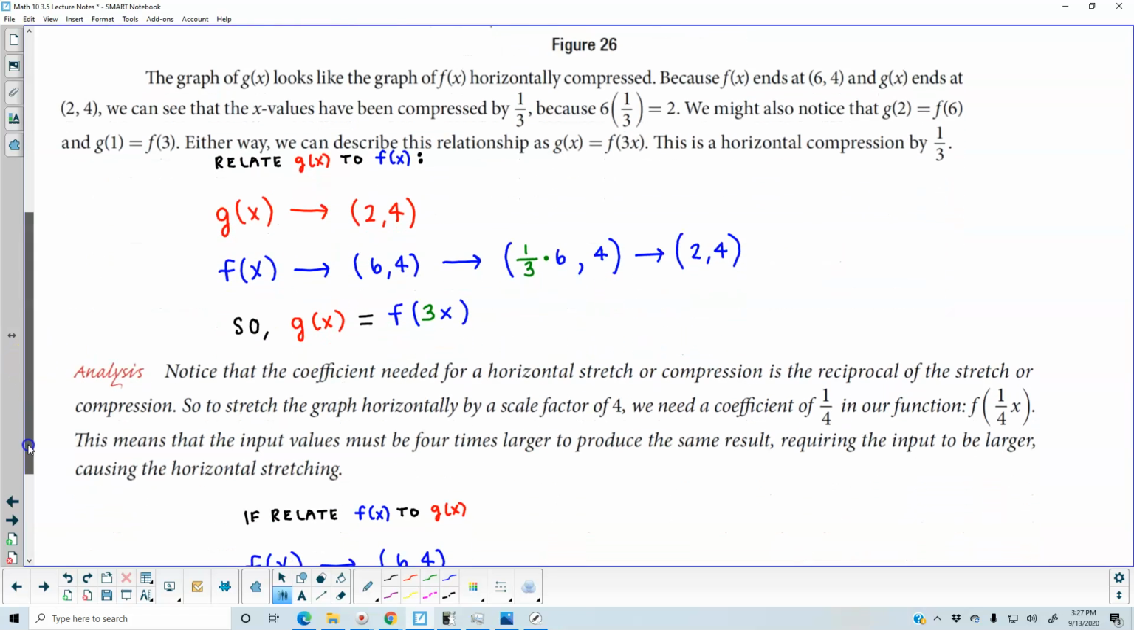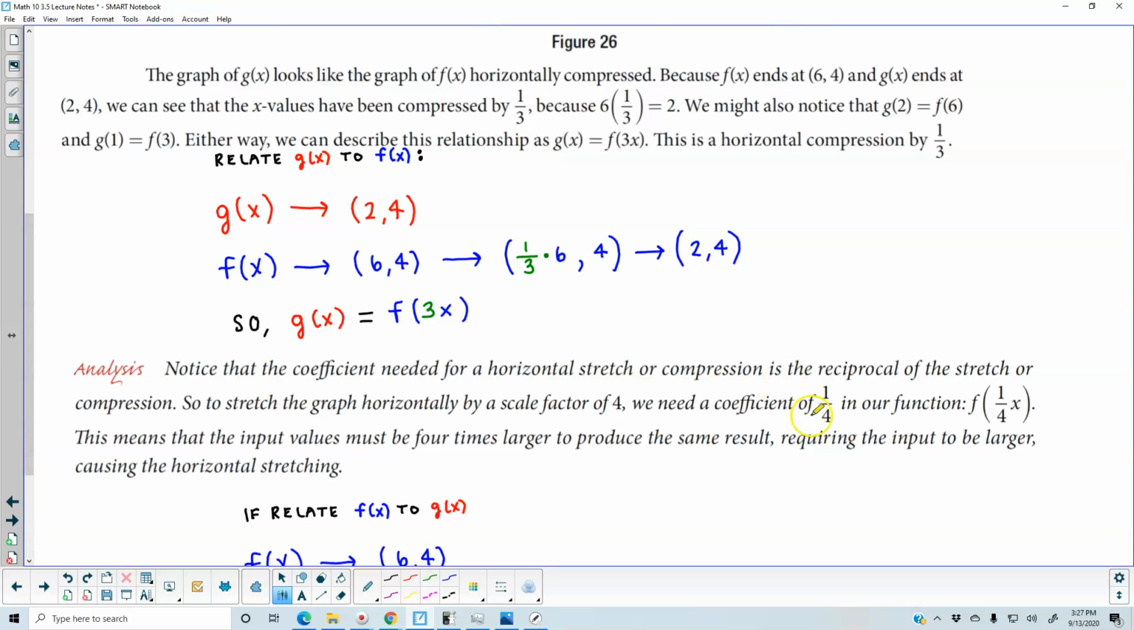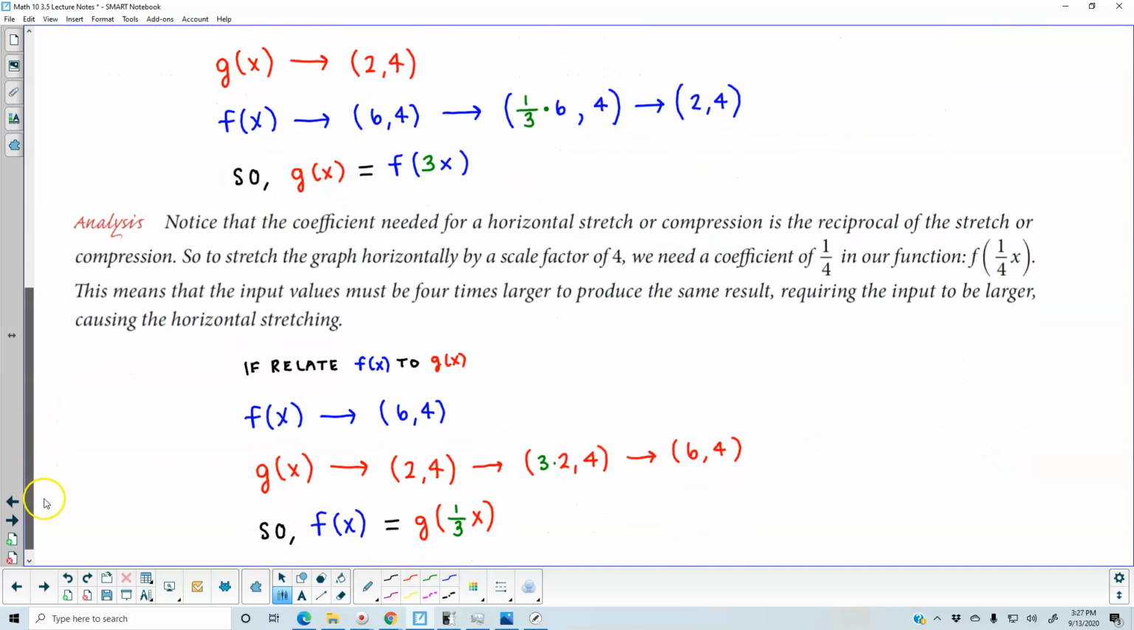Now notice that the coefficient needed for a horizontal stretch or compression is the reciprocal of the stretch or compression factor. So to stretch the graph horizontally by a scale factor of 4, we need a coefficient of 1/4 in our function, f of 1/4 of x. This means that the input values must be 4 times larger to produce the same result, requiring the input to be larger, causing the horizontal stretching.